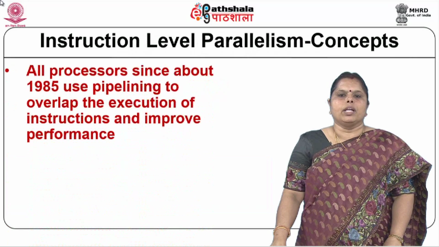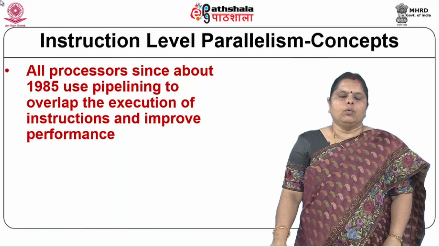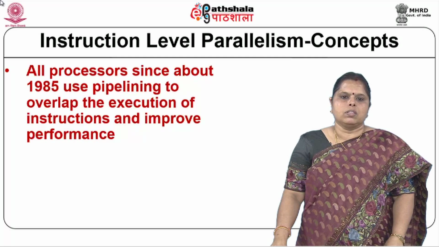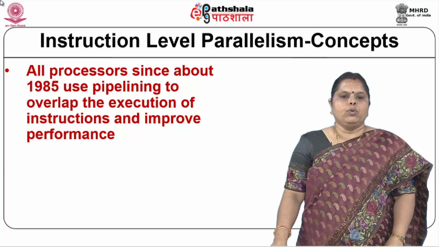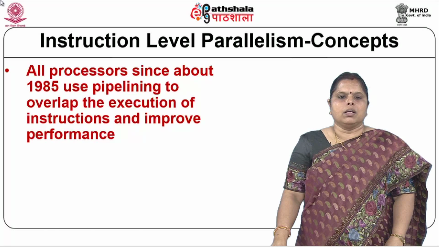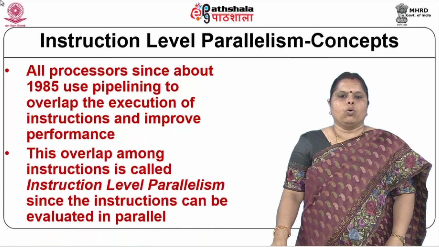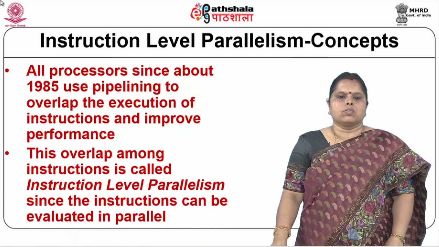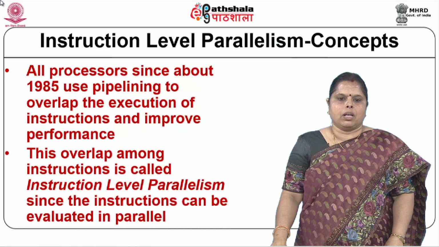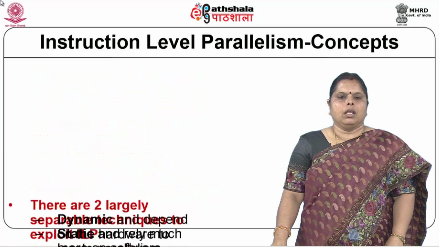So just to do a recap of instruction level parallelism that we have discussed so far and how you can exploit it further, we know that all microprocessors since about 1985 have used pipelining to overlap the execution of instructions, and that has really improved performance. So overlap of instructions is called basically instruction level parallelism, since the instructions can be executed in parallel.